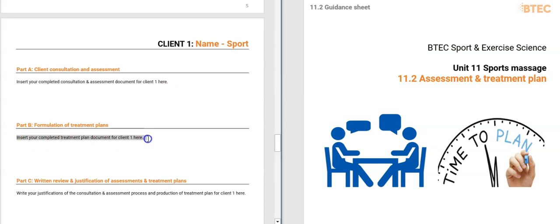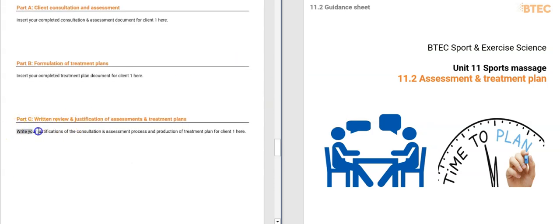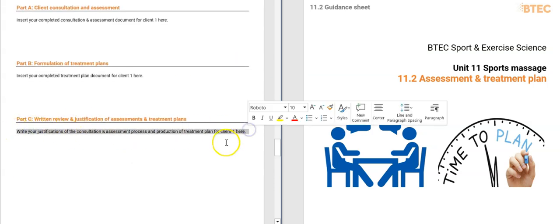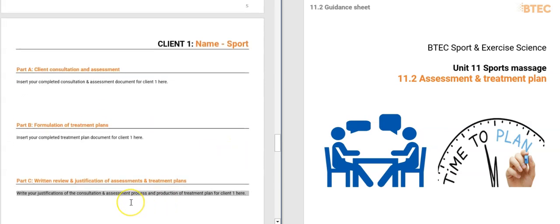Here is where you're going to have your treatment plan for client 1. And here is where you're going to earn your distinction, by putting your justifications for how you did your consultation and what you included in your treatment plan. So that there is basically the structure for everything to do with client 1.